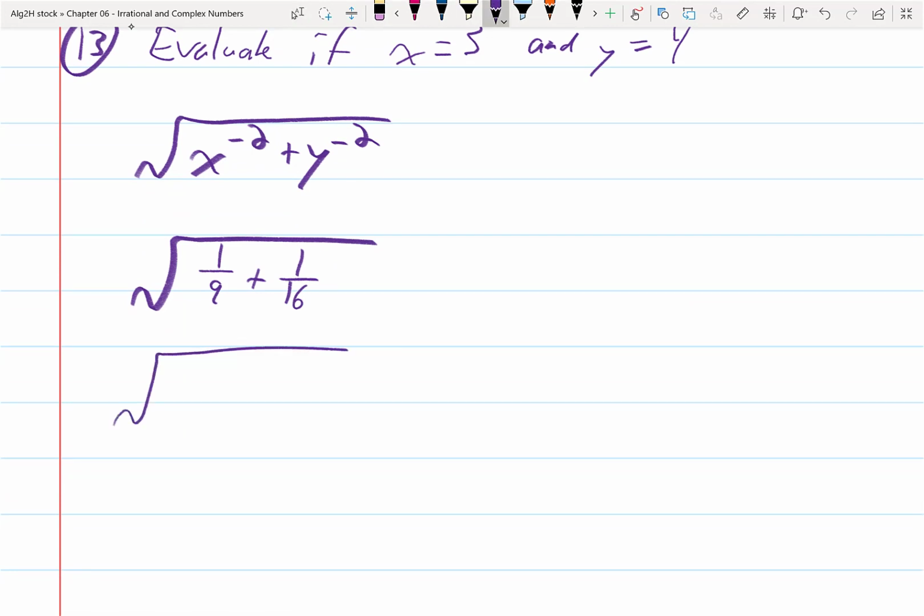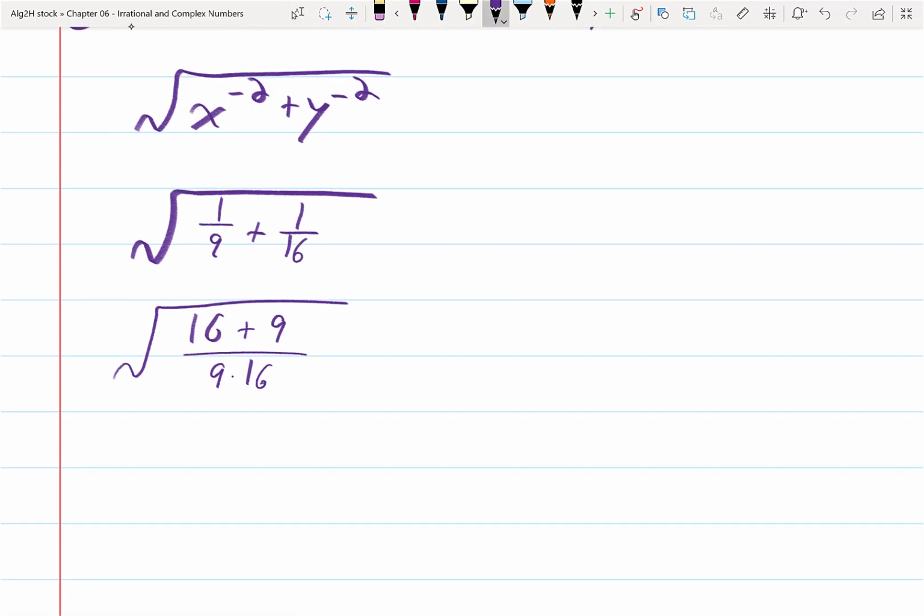If I add up 1/9 plus 1/16, I get 16 plus 9 over 9 times 16. I'm actually not going to multiply the 9 times 16, and you'll see why here. I am going to add the 16 plus 9 to get 25, but 25 over 9 times 16, now everything is multiply, divide, and I'm doing a square root. That's 5 over 3 times 4, or 5/12.